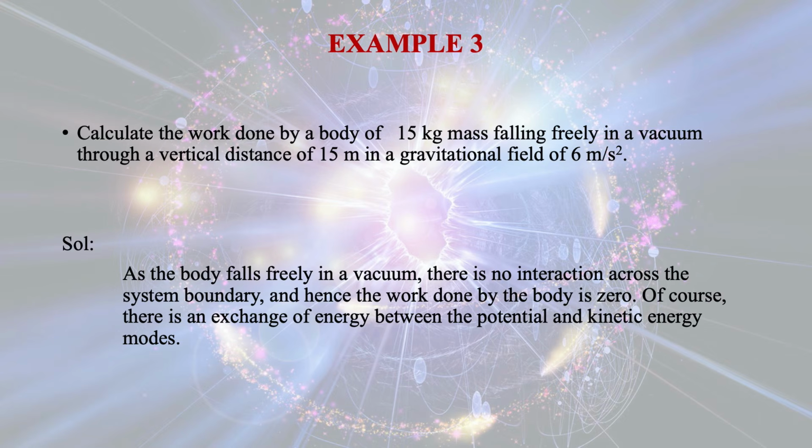Now the next problem we have taken is: calculate the work done by a body of 15 kg mass falling freely in a vacuum through a vertical distance of 15 meter in a gravitational field of 6 meter per second square. It is a very interesting case that the body is falling freely. When a body is falling freely, it does no work. As the body falls freely in a vacuum, there is no interaction across the system boundary, and hence the work done by the body is zero. Of course, there is an exchange of energy between the potential and the kinetic energy mode.